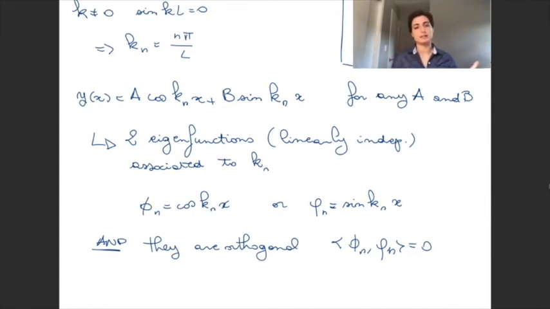So we have y(x) being a sum of cos knx plus sin knx, with any coefficient in front of these two terms. This means that we can split this as two eigenfunctions associated to kn that are linearly independent, the cosine knx or the sine knx, and they're orthogonal. That means that the inner product over minus L to L of the product of these two is equal to 0. So they are indeed completely linearly independent eigenfunctions.